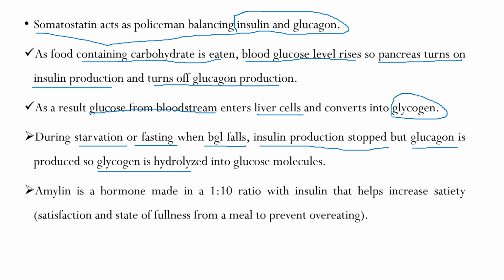The other hormone is amylin. This hormone is made in a ratio of 1 to 10 with insulin, and it helps to increase satiety, or satisfaction, the state of fullness after a meal, and it helps prevent overeating. These are hormones that help to regulate our blood glucose level.